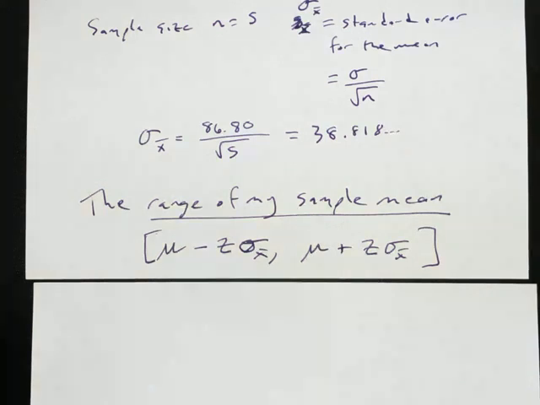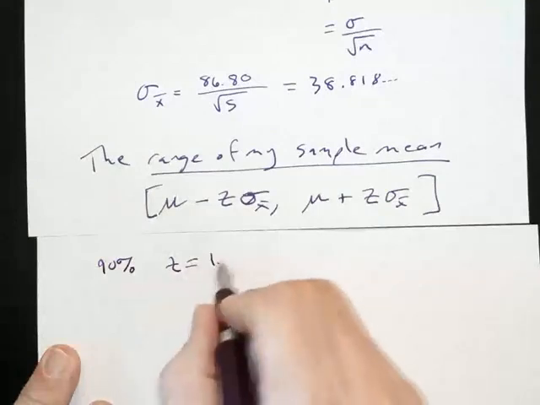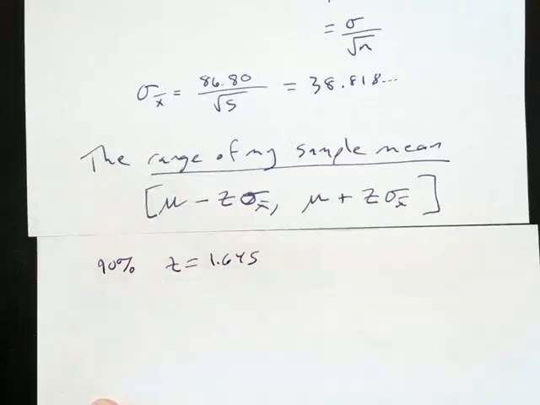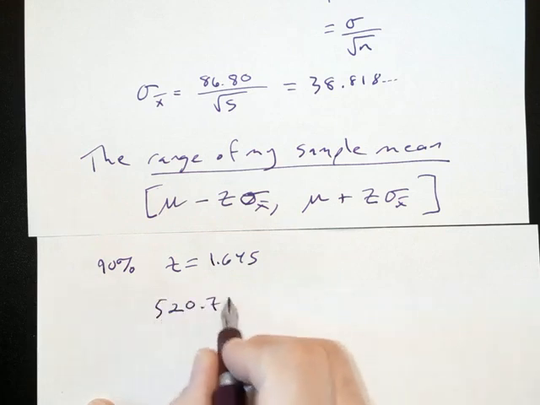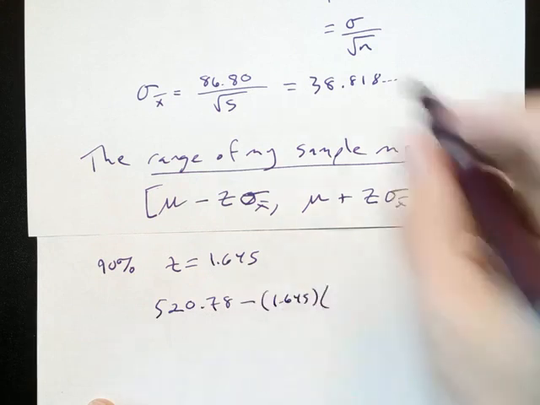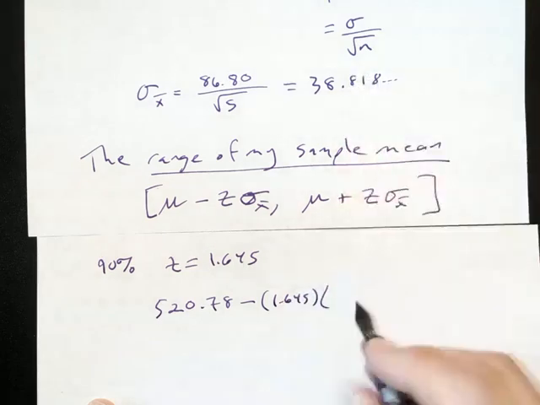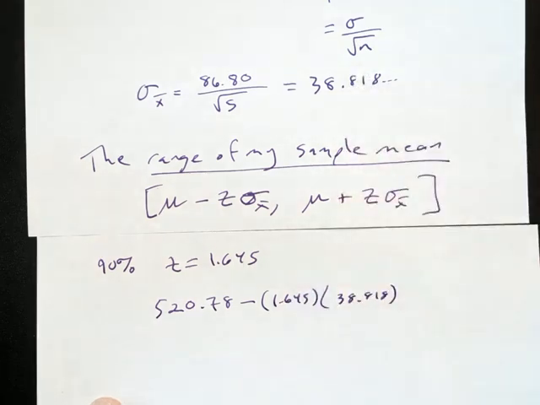90%? Okay, so if I'm doing 90%, the z I'm using is 1.645. The average is 520.78. I subtract 1.645 times the standard error I came up with, 38.818. Somebody give me a number.